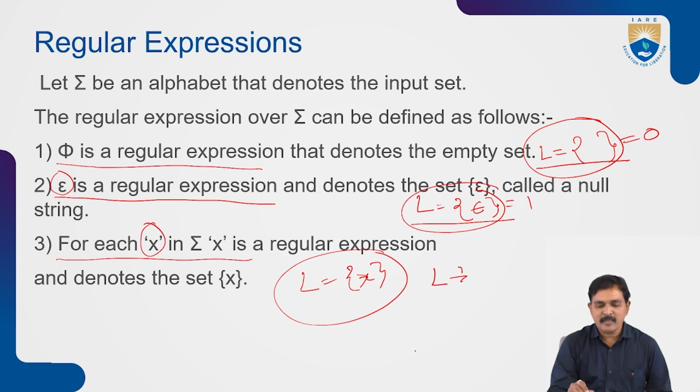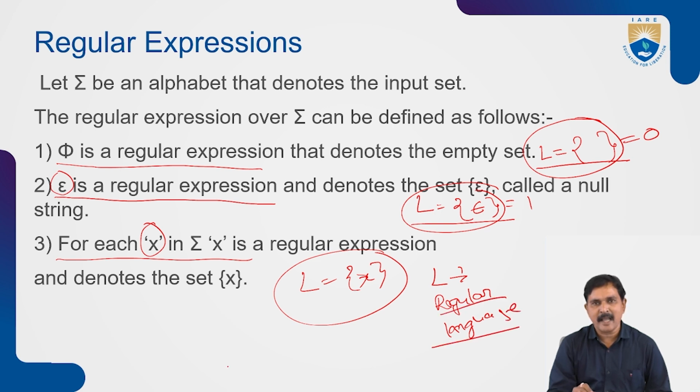So what is L? Here you can say what kind of language it is, because the elements of the capital L can be derived from the regular expression. So this L is called a regular language. It is called a regular language because from that regular expression itself you are generating the elements of the language. So L is a regular language.